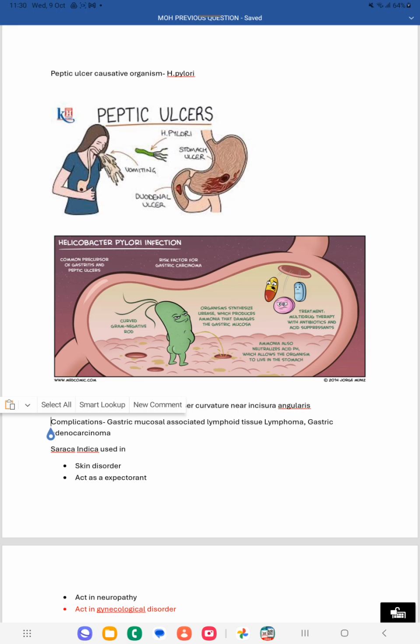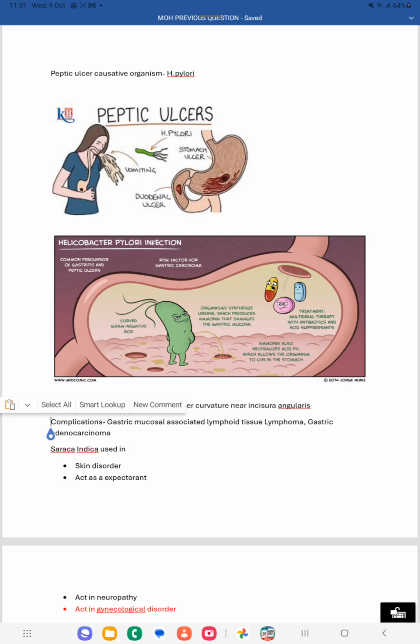Then how do you diagnose it? With endoscopy with biopsy. That is the main investigation for confirming H. pylori. You do endoscopy, and with the biopsy we can confirm it is a case of H. pylori, because of which the patient has got peptic ulcer.